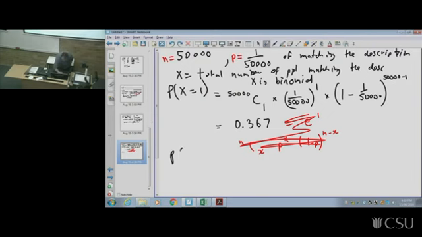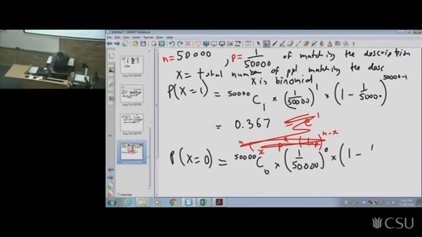What's the probability of getting nobody matching the description? It would be 50,000 choose 0, times 1 over 50,000 to the power of 0, times 1 minus 1 over 50,000 to the power of 50,000.